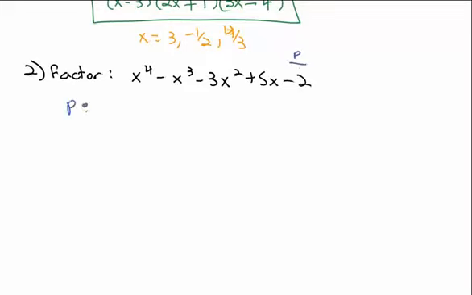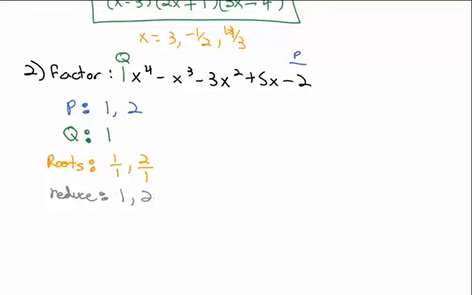2 is our p. That's nice. It only has factors of 1 and 2. Our q, that's the front number of 1, and that's really nice. It's only got a factor of 1. So for our roots, P's, Q's, and roots, it's going to be the P's over all the Q's, or 1 over 1 and 2 over 1, which will reduce to 1 and 2. Only possibilities here, 1 and 2.